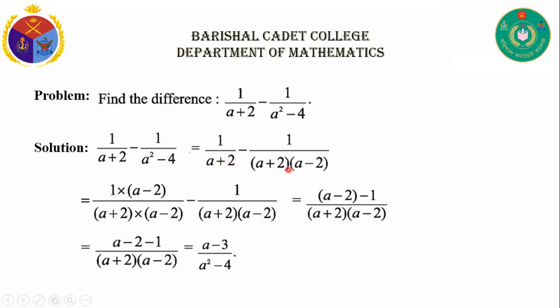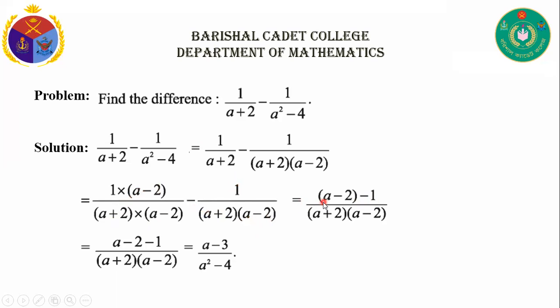Now we have to find the common denominator. Here is a plus 2 and here is (a plus 2)(a minus 2). So our common denominator should be (a plus 2) into (a minus 2). For the first fraction we multiply a minus 2 in the denominator and numerator, then these two fractions have the same denominator, and we subtract one from another. So for the first fraction, (a minus 2) divided by (a plus 2)(a minus 2), minus 1 by (a plus 2)(a minus 2).